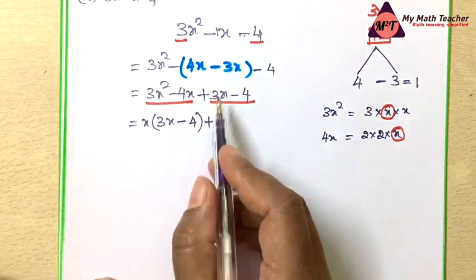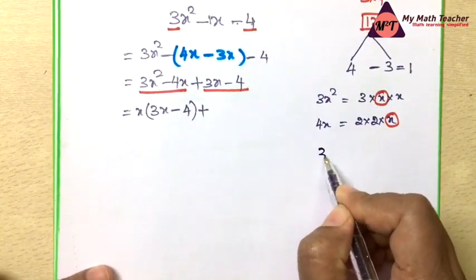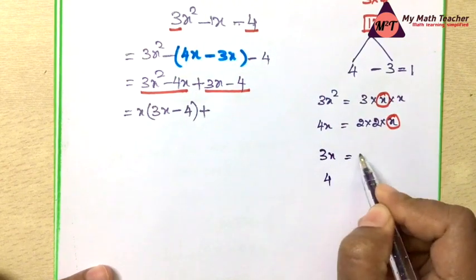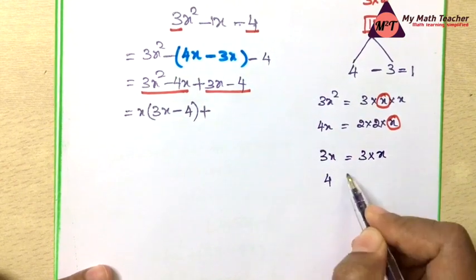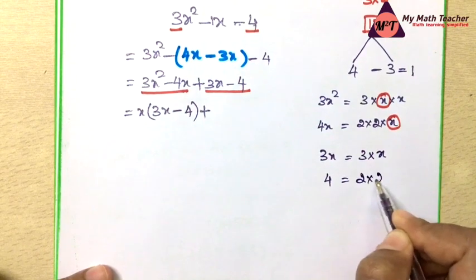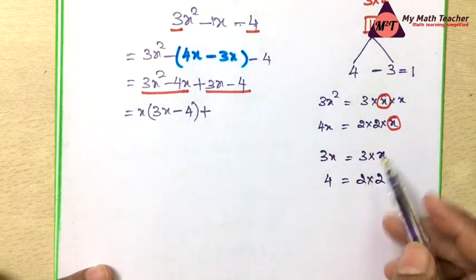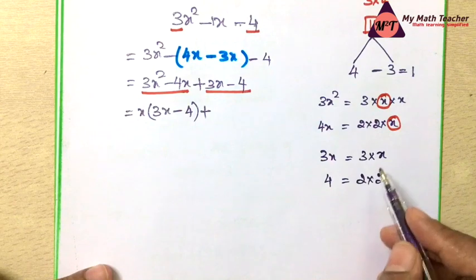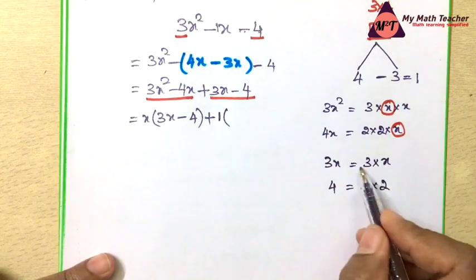Same way we have to find for the next two terms, 3x and 4. 3x is nothing but 3 into x. 4 is 2 into 2. We can see there is nothing common. So in this case 1 is the common factor, we know that. Straight away multiply and write it.